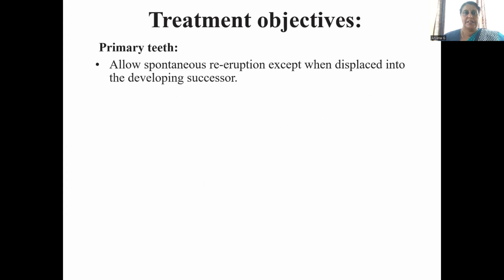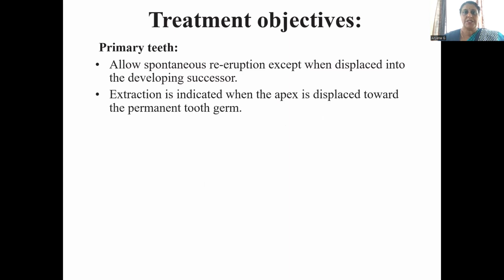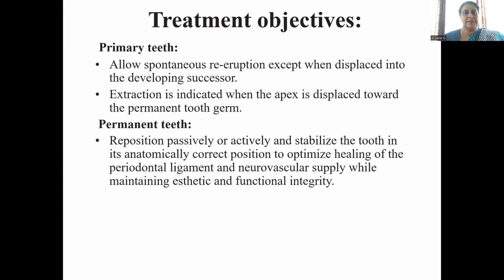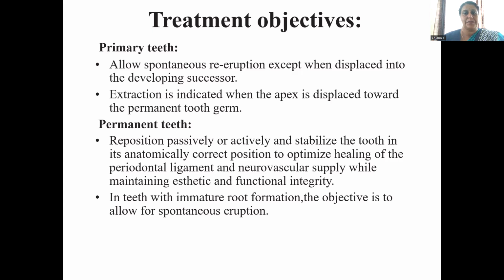In case of primary teeth, the treatment objective is to allow spontaneous re-eruption except when displaced into the developing successor. In that case, you will have to extract the primary tooth. Extraction is indicated when the apex is displaced towards the permanent tooth. In case of permanent teeth, reposition passively or actively and stabilize the tooth in its anatomically correct position to optimize healing of the periodontal ligament and neurovascular supply while maintaining aesthetic and functional integrity.